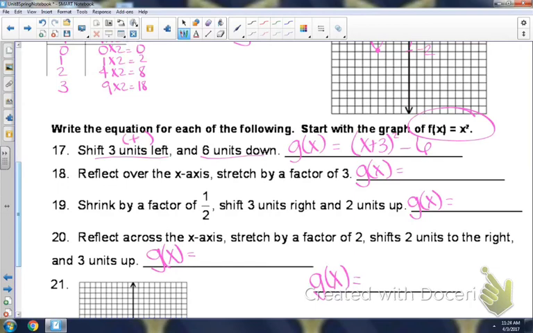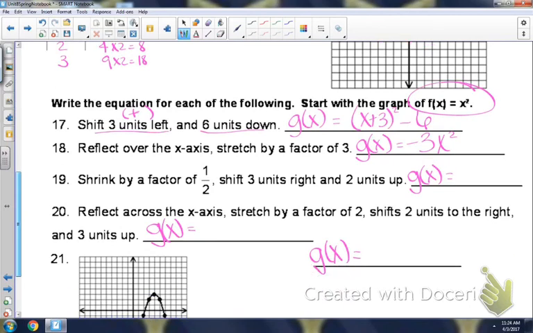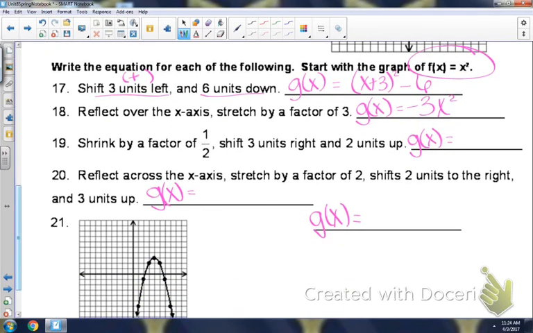Okay, the next one we're reflecting over the x-axis, so that makes a negative in front. Stretching by a factor of 3, so that's your coefficient of your x squared. We don't need parentheses, we don't need any pluses or minuses because we're not shifting left, right, up, or down. Number 19, we're shrinking by a factor of a half, so that's my coefficient of x squared. You're shifting to the right 3, so that would be x minus 3 squared. Don't forget the squared on the outside of the parentheses. And then going up 2, so plus 2.